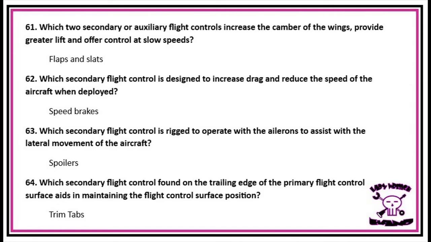61. Which two secondary or auxiliary flight controls increase the camber of the wings, provide greater lift, and offer control at slow speeds? Flaps and slats. 62. Which secondary flight control is designed to increase drag and reduce the speed of the aircraft when deployed? Speed brakes.